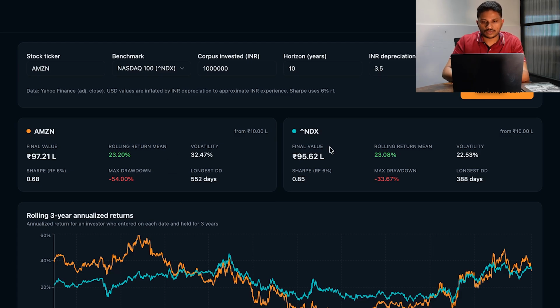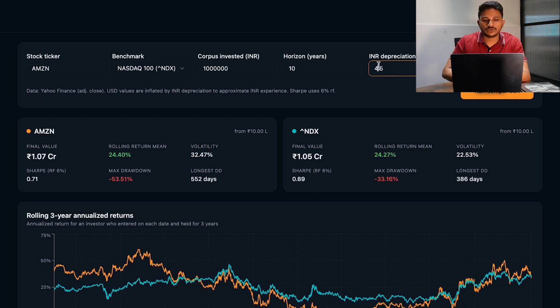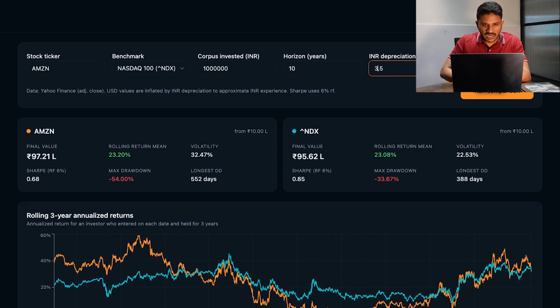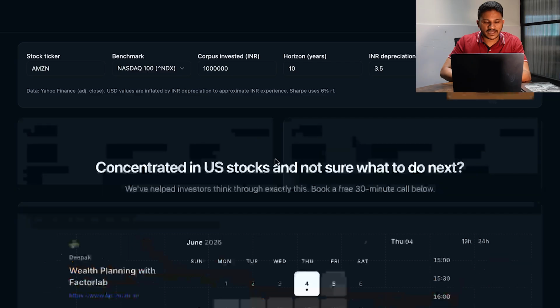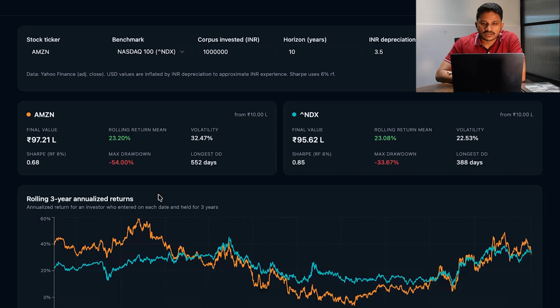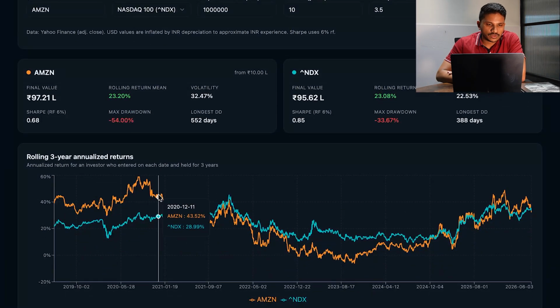So I'll just show that to you quickly. If I change this to 4.5, you see the value changing for both Amazon and NASDAQ 100. I'll revert this back to 3.5%. And when you run the comparison, you see that the value that you get from Amazon and also NASDAQ 100 is very similar, about 95 lakhs with NASDAQ 100 and 97 lakhs with Amazon.